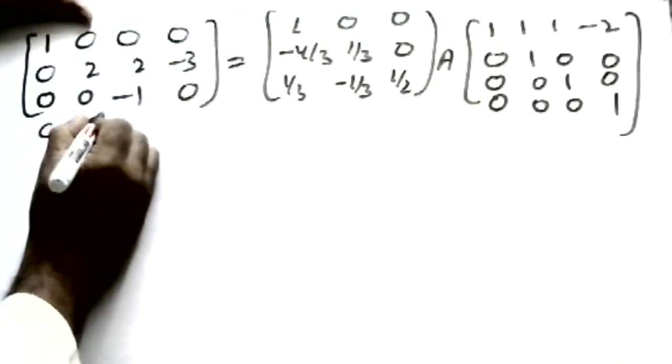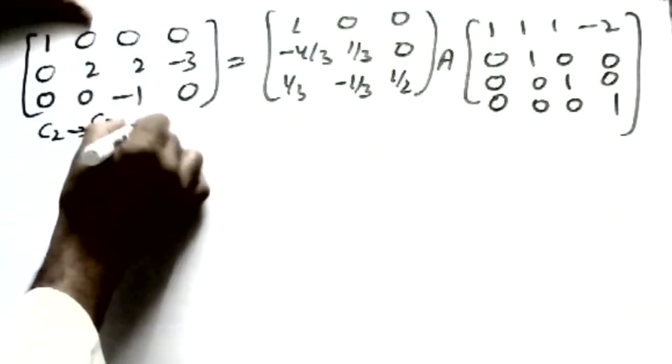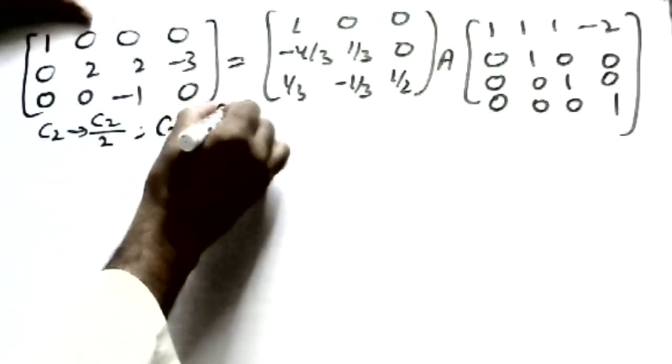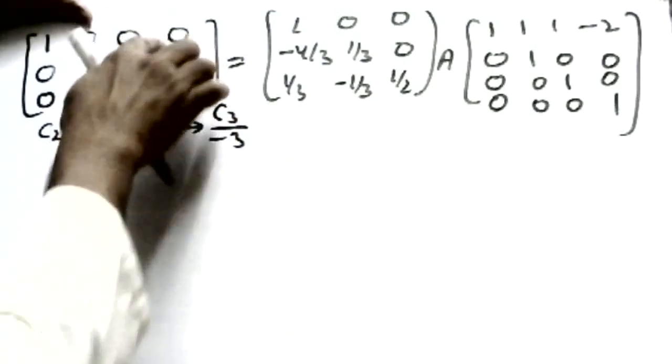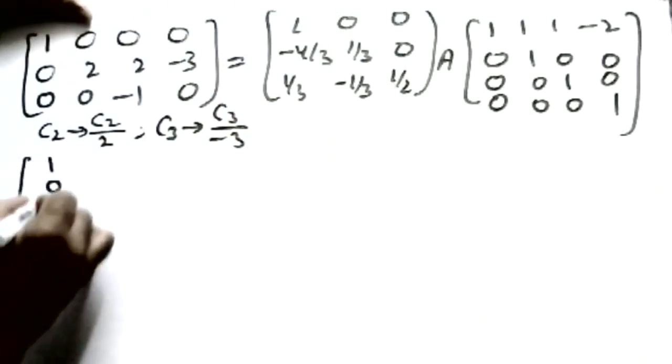Watch carefully. Let me take common from C2. C2 implies C2 by 2. We can take 2 common here. In the same way, we can take 3 common here. C3 by minus 3. C4 by minus 3. Let me take common. So it will change us.